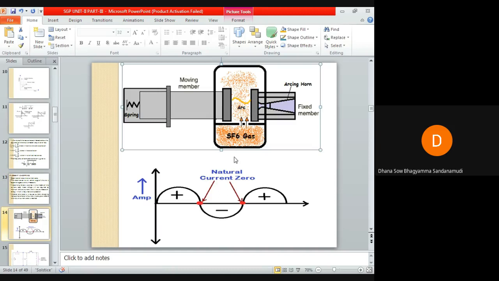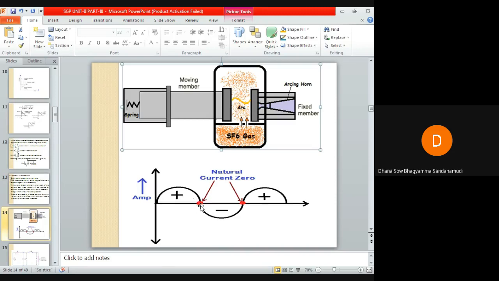So when our circuit breaker is interrupting low magnetizing currents, it is observed that the deionizing force will be such a high value that before even the arc current loop reaches the natural current zero, it is interrupted in between, before reaching the natural current zero.